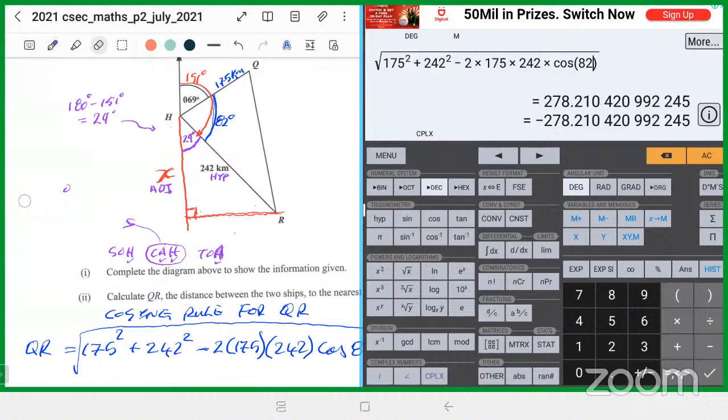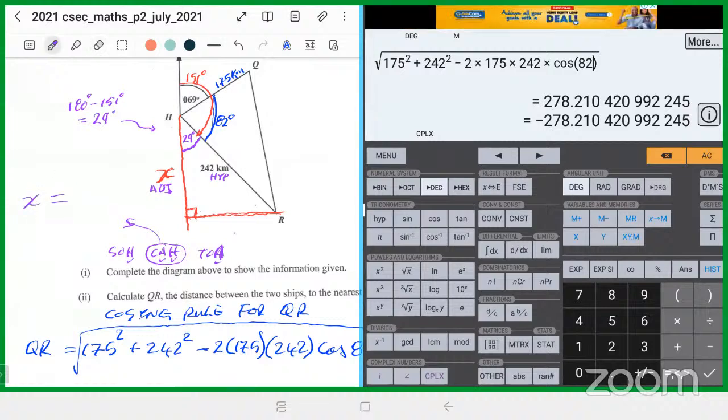Don't start this way. Don't start by saying x equals. Start with the definition, the trig ratio definition that you're using. Which is to say the cos of 29 degrees is equal to the adjacent side, which is the x, over the hypotenuse, which is the 242. And you're going to take this 242 and multiply it up here to leave x as the subject.